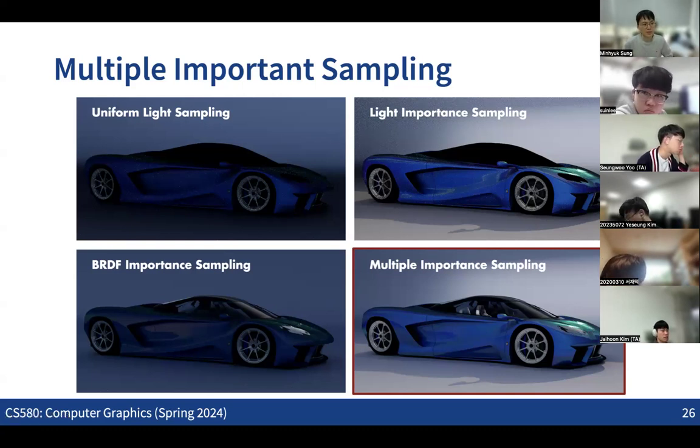So this is the basic idea of multiple importance sampling, and we will see that many ray tracing pipelines utilize this idea for the Monte Carlo estimated computation.